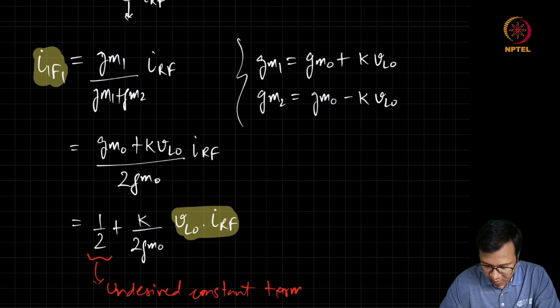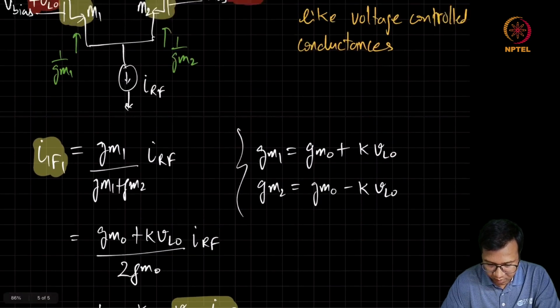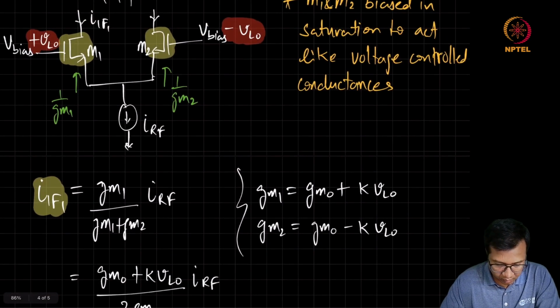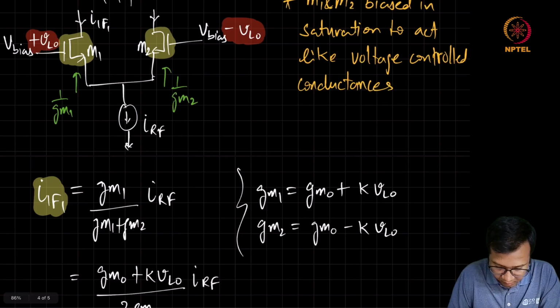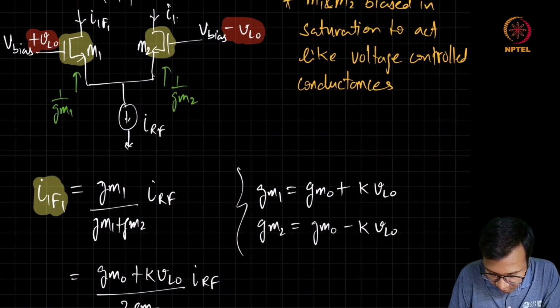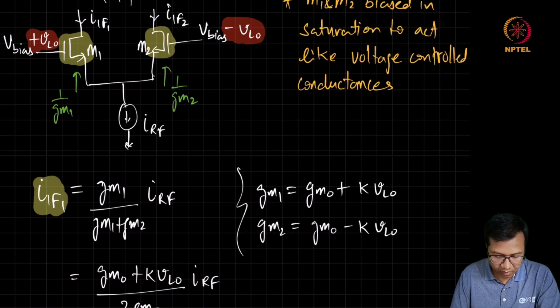This is easy to solve. What we can do is observe this IIF2 as well, and we can already see that because of symmetry, every time this IIF, let's say, increases because of IRF, this IIF2 is going to reduce.